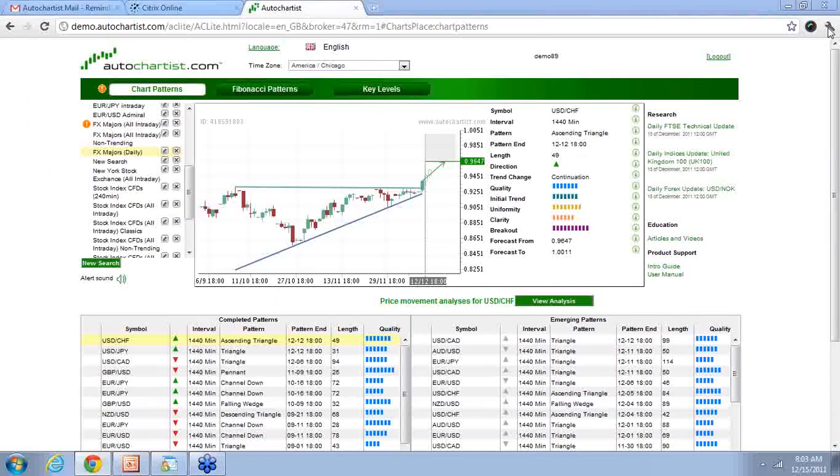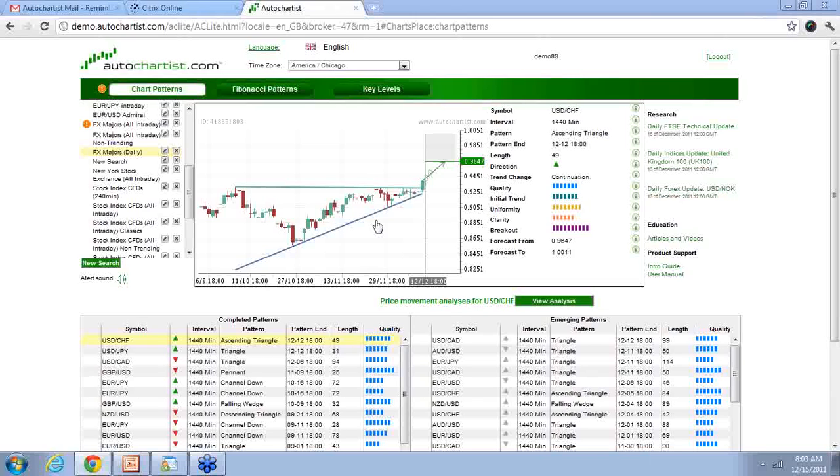The Autochartist platform is an interesting platform because it allows us to take a look at the market in terms of chart patterns. It's not a trading system like some people like to follow, but what it does is find these interesting formations rather quickly, so that you're not spending a lot of time going through chart patterns and things like that.